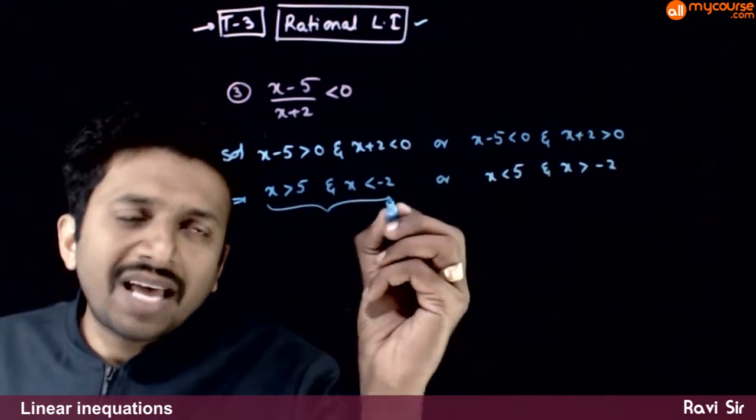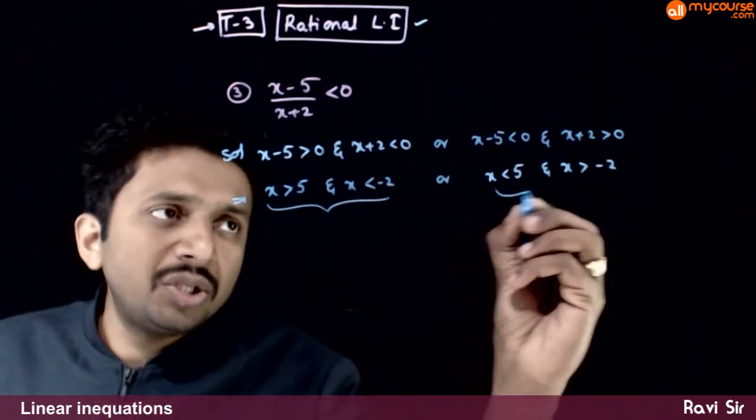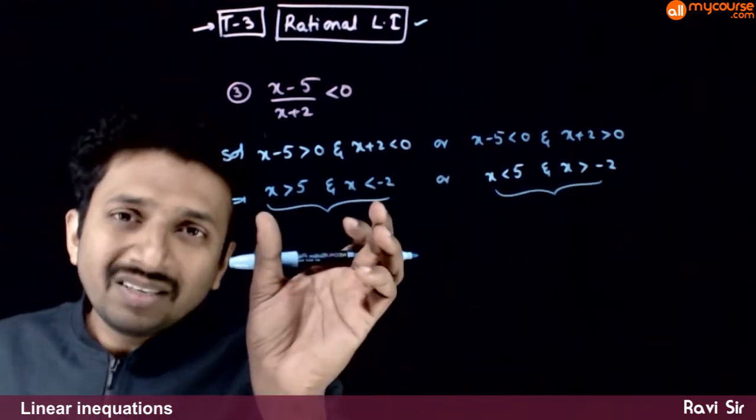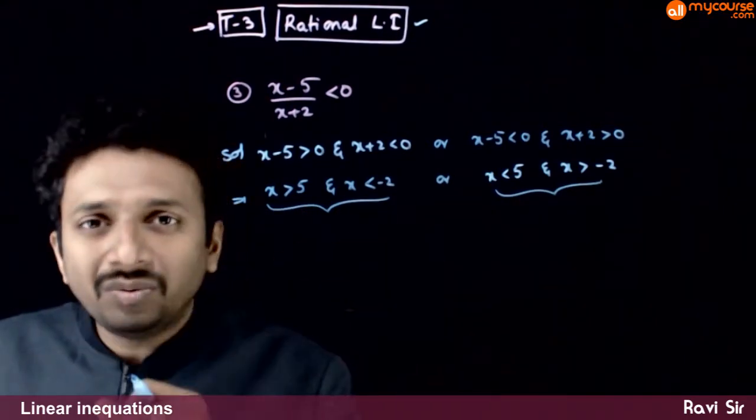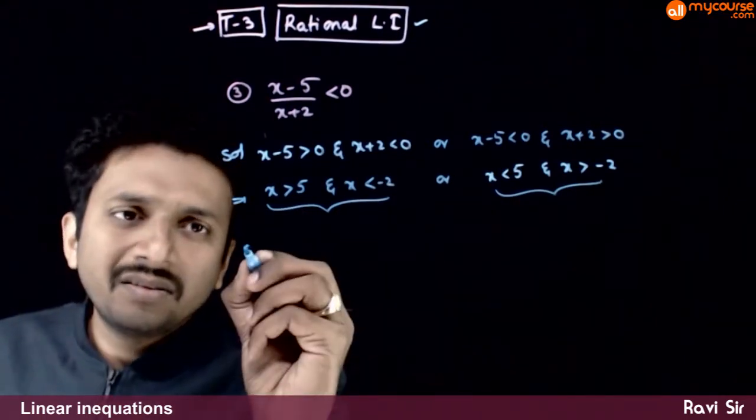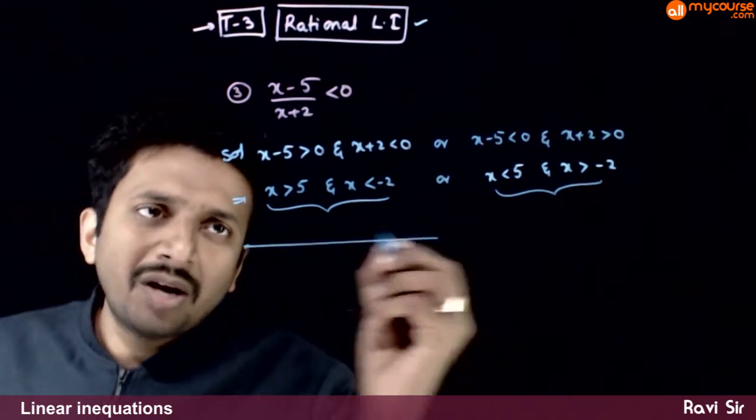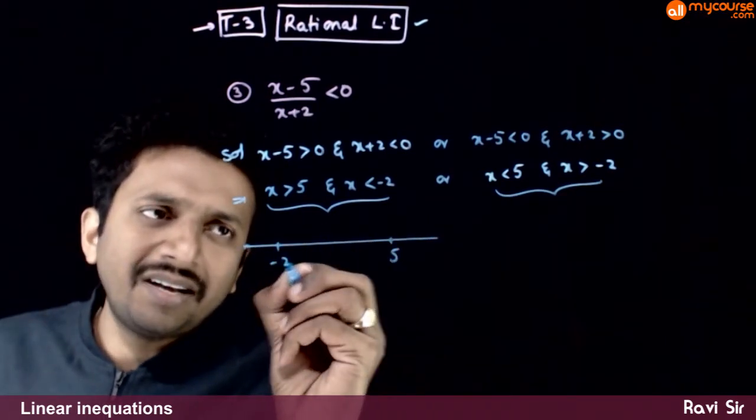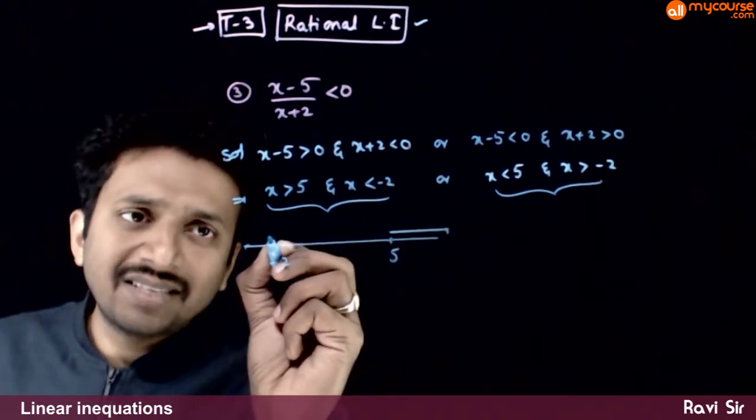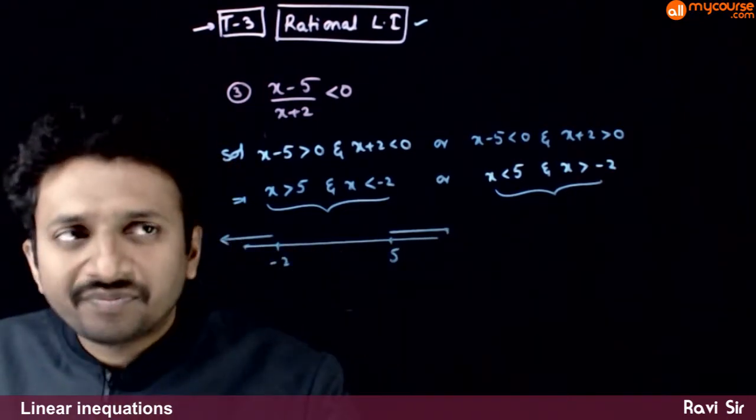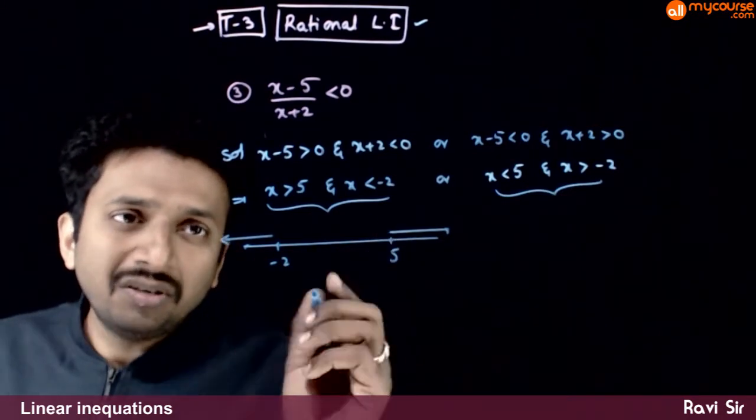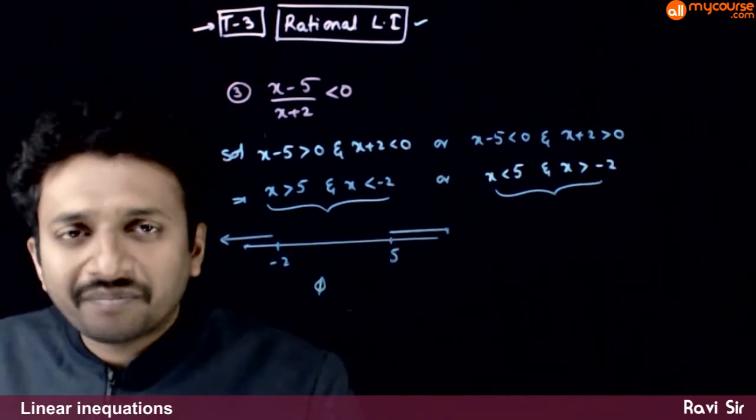So these two are simultaneous linear inequations. These two are simultaneous and there is an OR in between. That is, you need to combine these two solutions. So let us plot these solutions on a real number line. X is greater than 5 and x is less than -2. So can you see that there is no common solution?